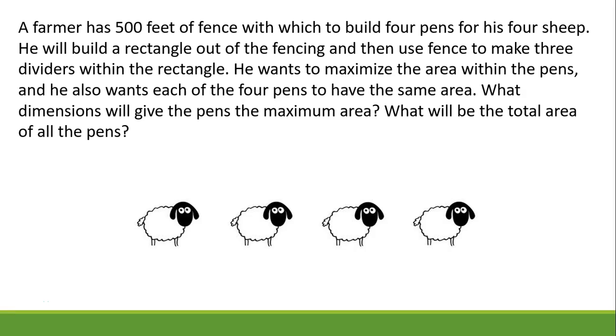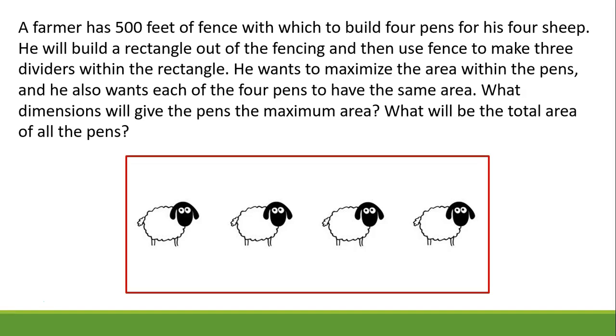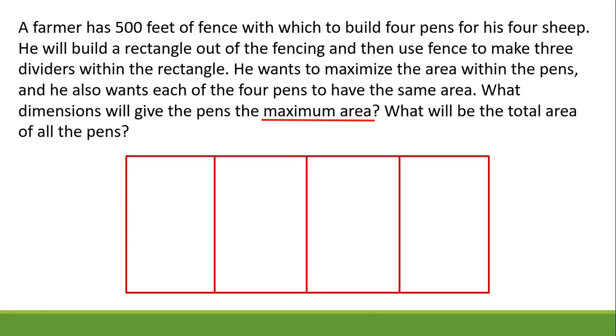Well, let's think about what this would look like. He's got these 4 sheep, and he's going to build a rectangle out of this fencing. But he's also going to put dividers between all of his sheep so that he has 4 pens for his 4 sheep. Now what we want to do is maximize the total area. So we're going to have to figure out a way to write an expression for the total area of all the pens.